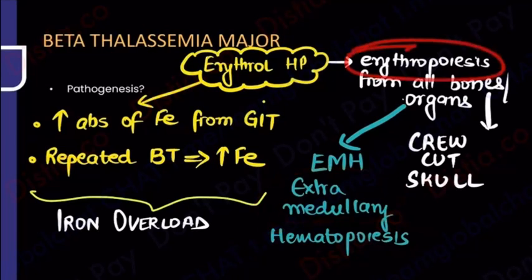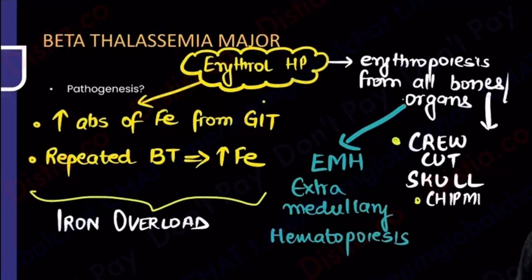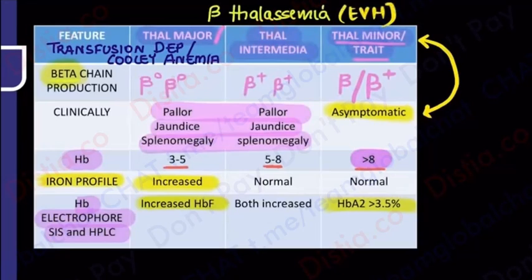So now blood is going to be formed by all the bones, resulting in what all? Resulting in crew cut skull. It is also going to result in the very famous chipmunk facies, right? So all the bones have started doing work, and second, all the organs have also started doing work, resulting in extramedullary hematopoiesis, with which your pathogenesis of beta thalassemia is over. And in that table, you can all analyze why the iron profile of this case is going to be elevated. You've understood how we are absorbing more iron, how iron is coming from the blood transfusion, and you have also understood why these patients will have elevated fetal hemoglobin, alpha 2, gamma 2. That concept also I have totally explained to you.